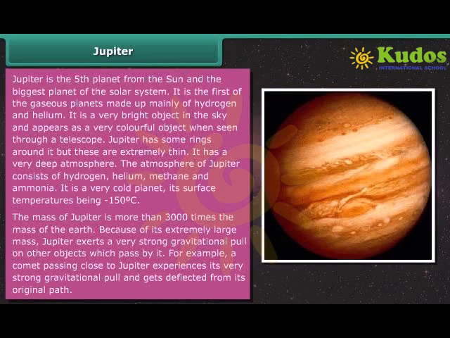Because of its extremely large mass, Jupiter exerts a very strong gravitational pull on the other objects which pass it by. For example, a comet passing close to Jupiter experiences its very strong gravitational pull and gets deflected from its original path.